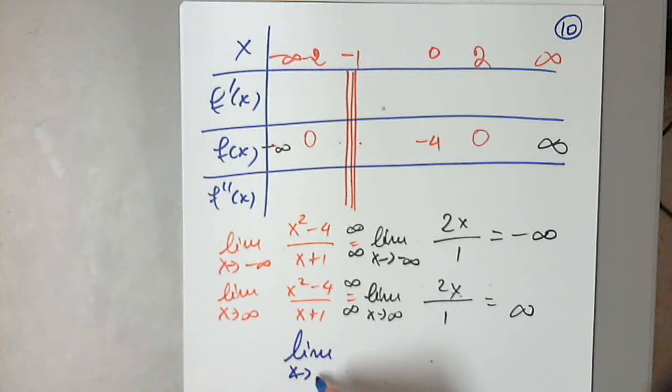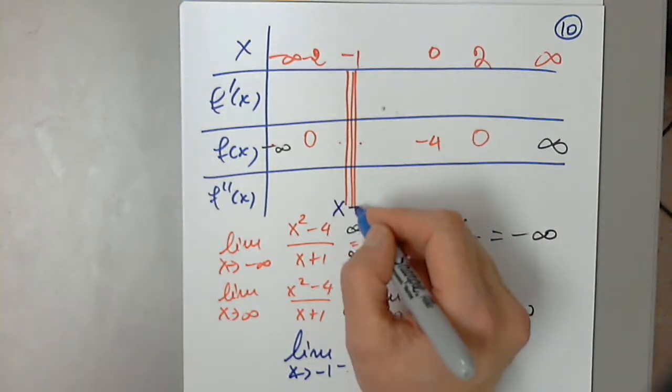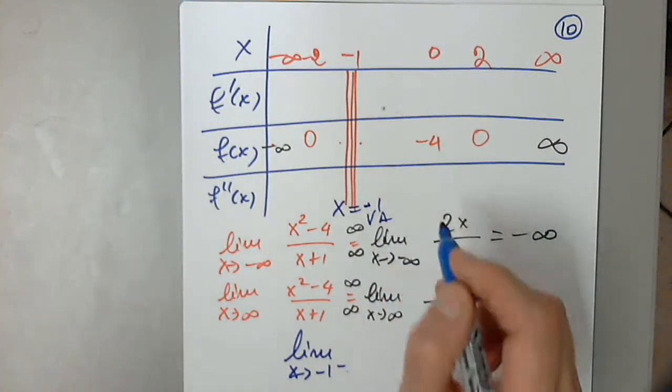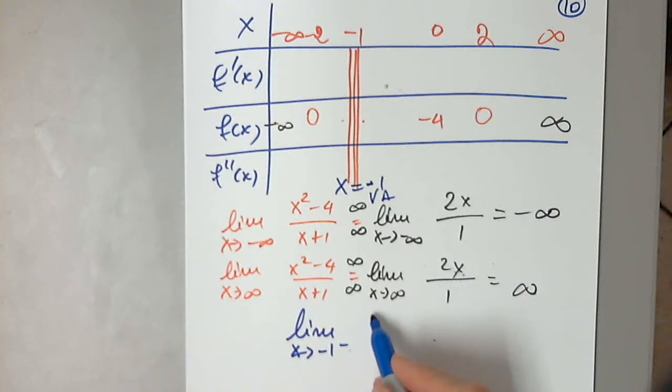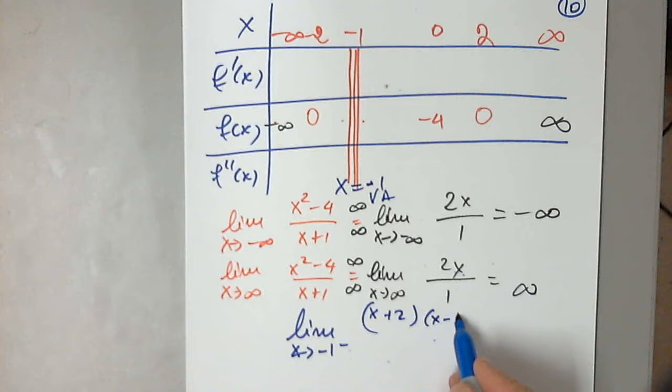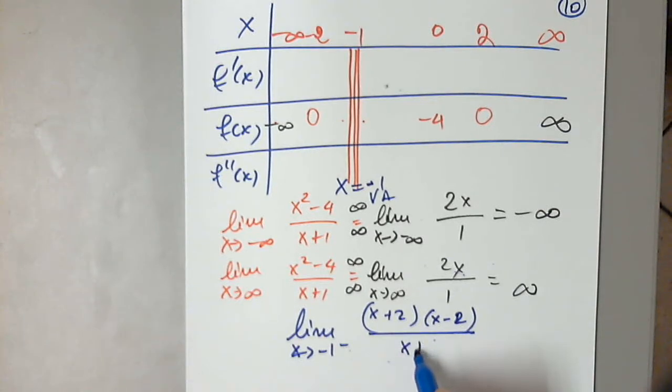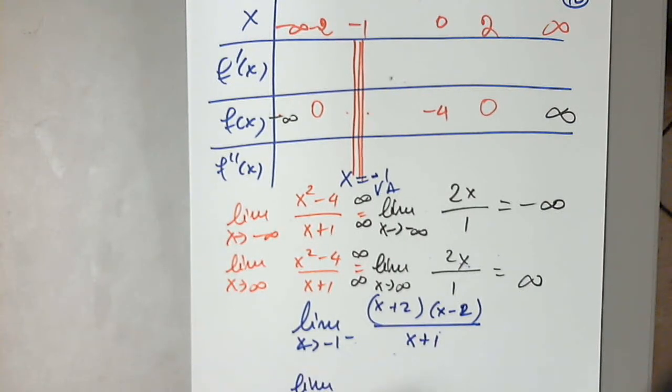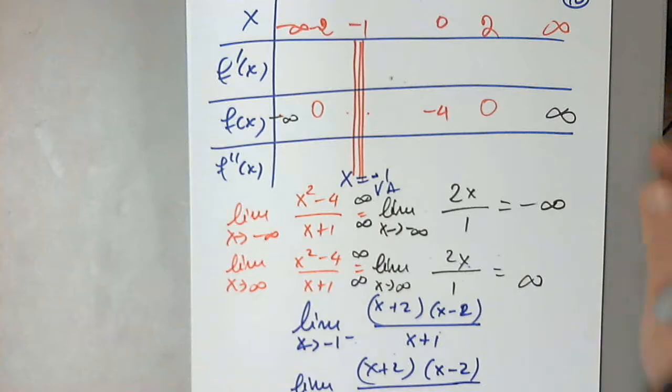So limit as x approaches -1 to the left. We know that x equals -1 is a VA. There is no discussion there. So x plus 2, x minus 2 over x plus 1. And limit as x approaches -1 from the right, x plus 2, x minus 2 over x plus 1.